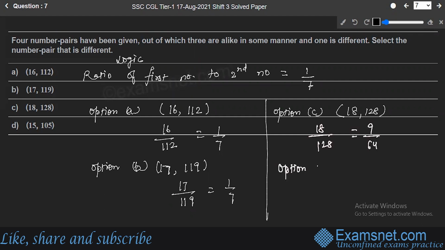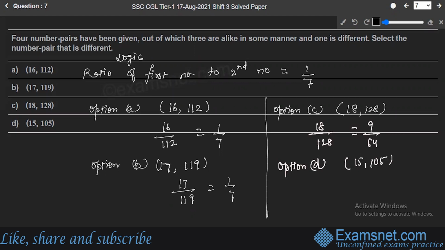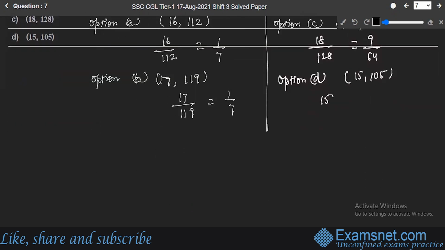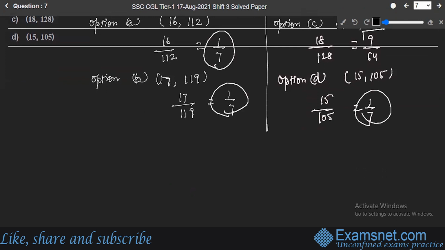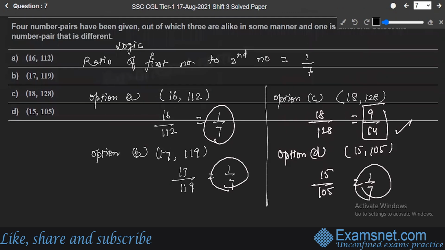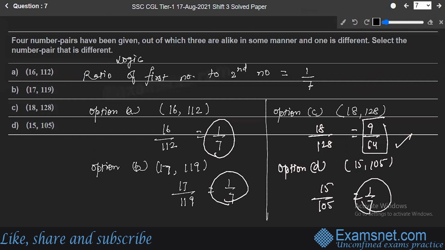Option D, 15, comma 105. Let's divide both of them. 15 upon 105, you again get 1 by 7. So see, you have 1 by 7 at three places, but this 9 upon 64 is the odd one out, of course. So that was our question. You have to select the number pair that is different. And which one is different? Option C is different from all other options. I hope you are clear with this.